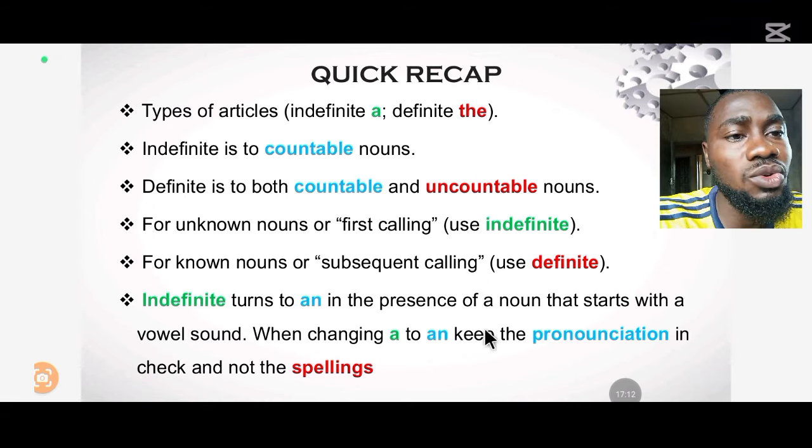The indefinite article turns to "an" in the presence of a noun whose first syllable starts with a vowel sound. When changing "a" to "an", keep the pronunciation in check and not the spelling. The pronunciation matters and not the spelling.